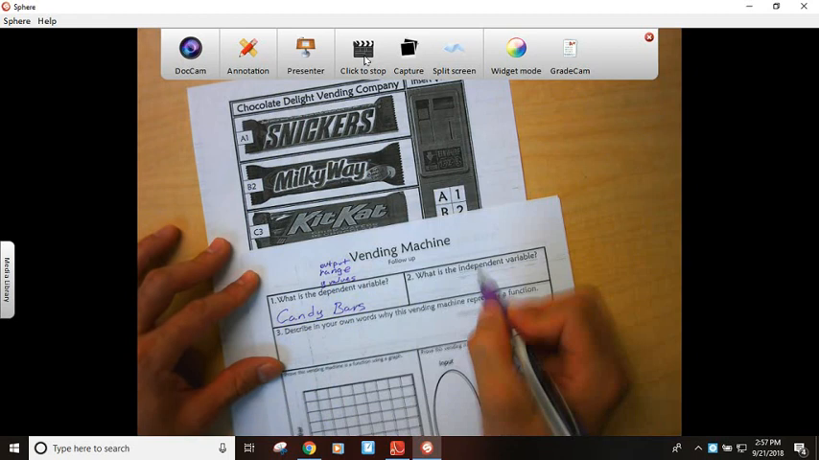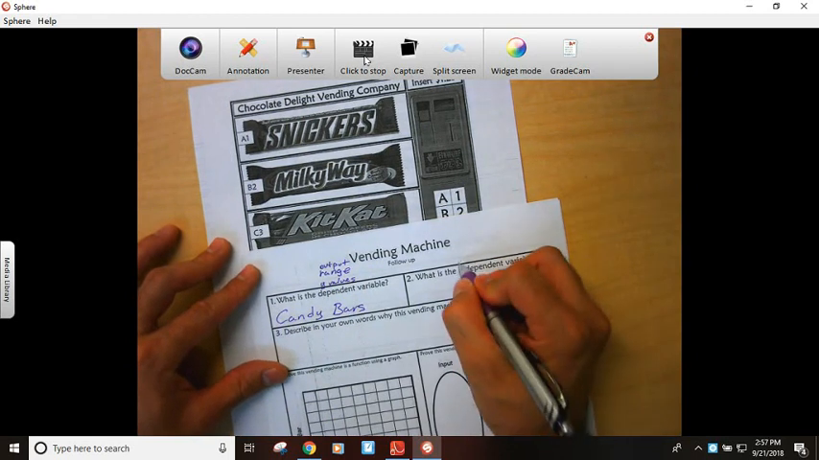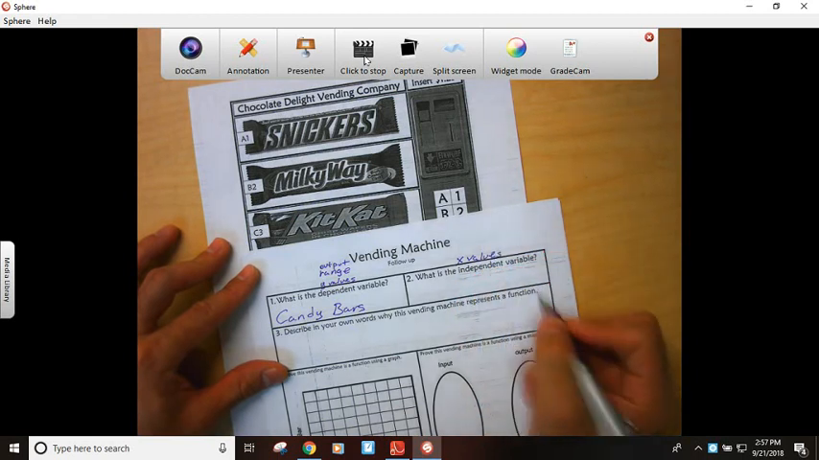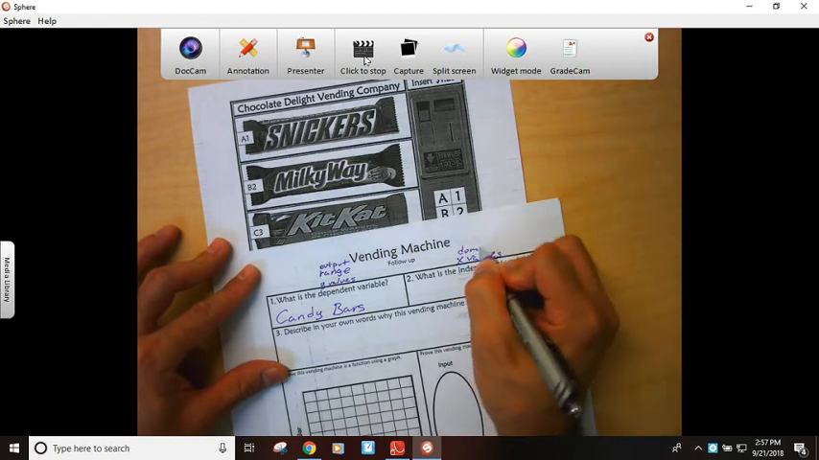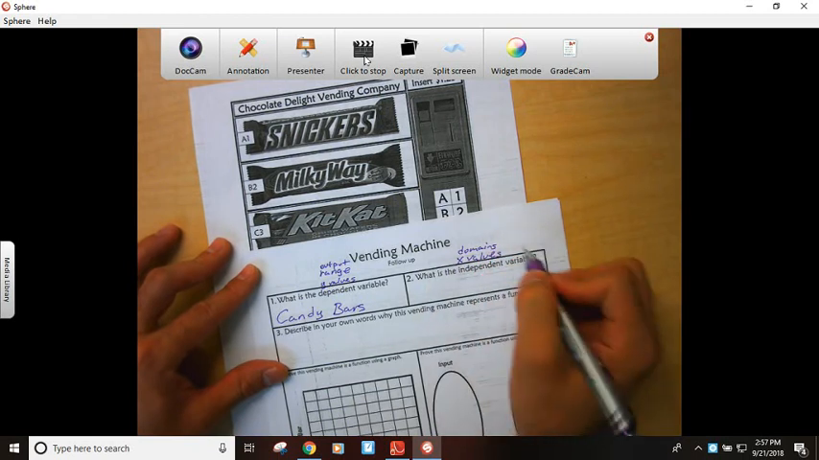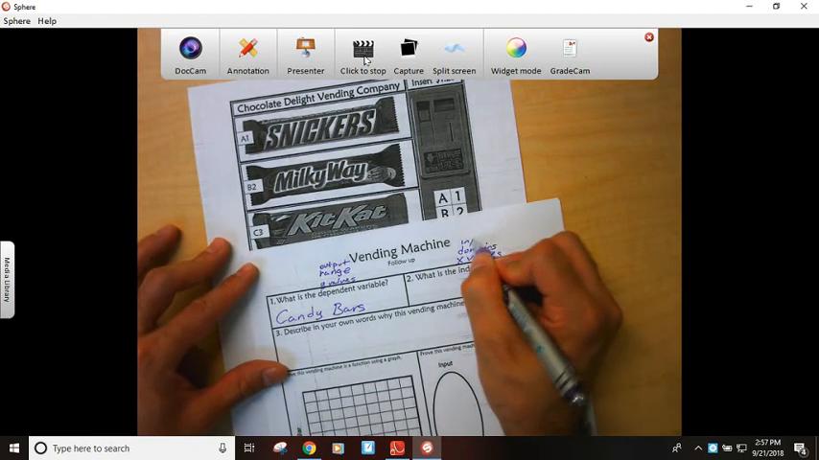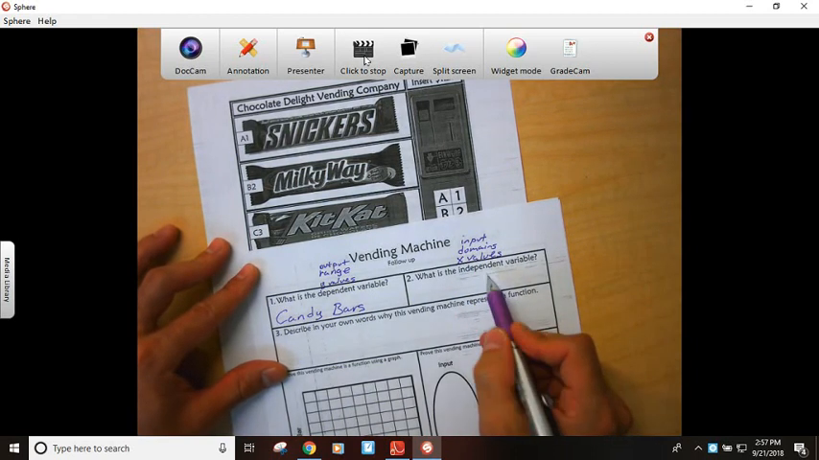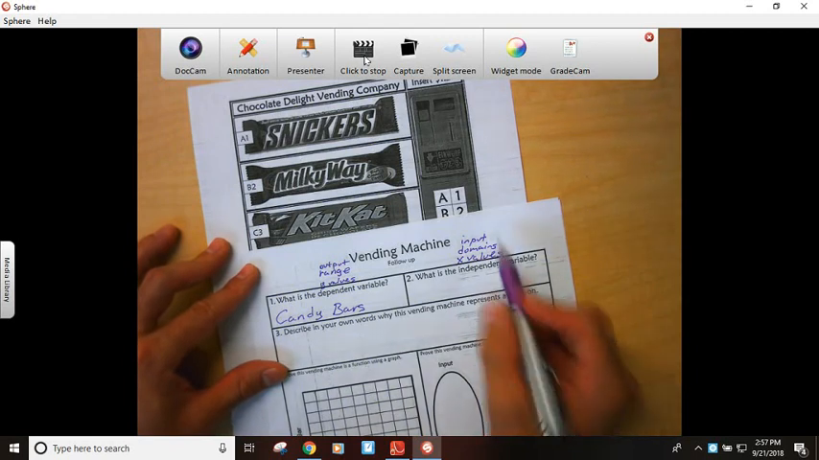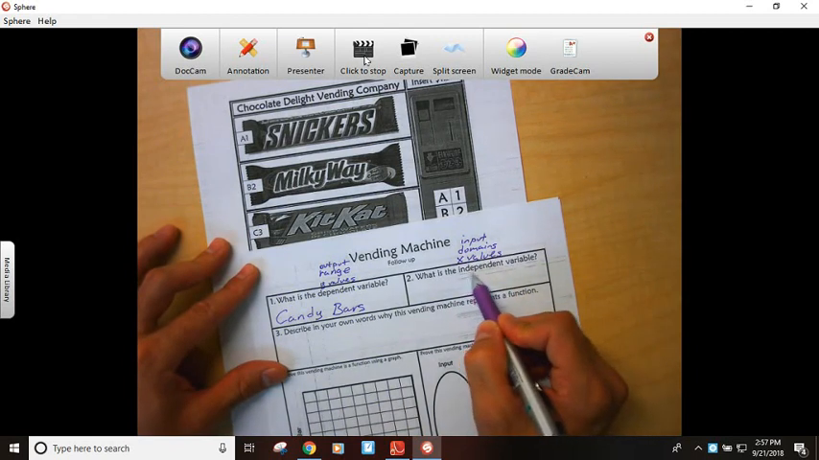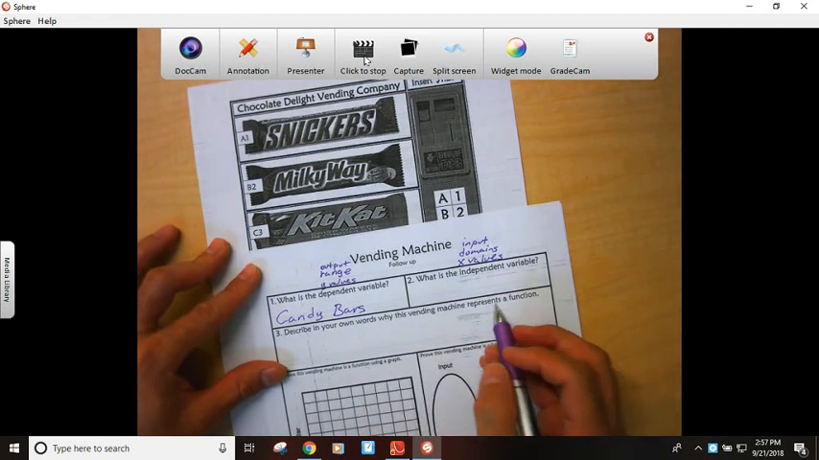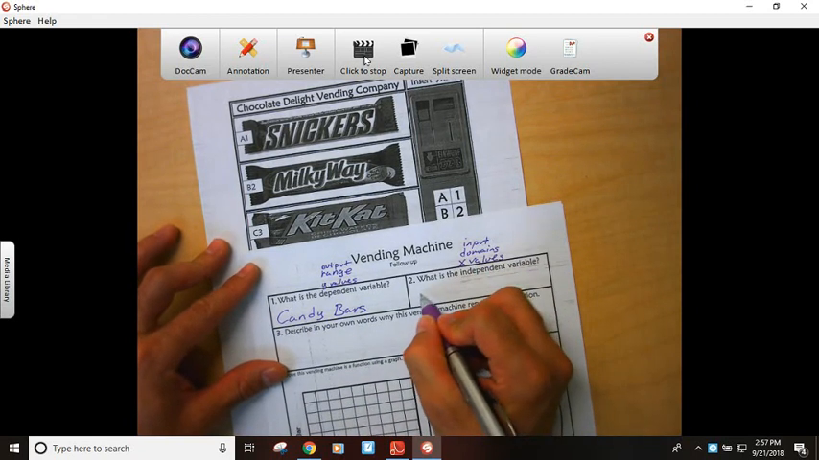Now, the independents are going to be your x values. They are going to be called the domains, and those are your input. Alright? Again, if you build your vocabulary, then the easier it is to answer. So if we're looking for the independent variable, we need to figure out, well, what are the inputs to give me my candy bars? And the input values are going to be the key codes.